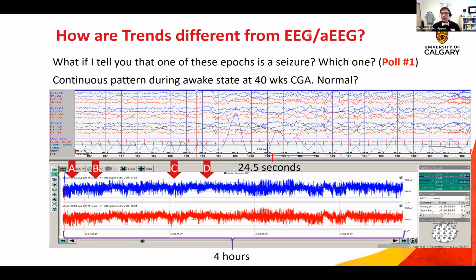And here is when we start getting a little bit into the discussion about the Amplitude Integrated EEG and the EEG, and how much do we know and how much can we help our colleagues in ICU.